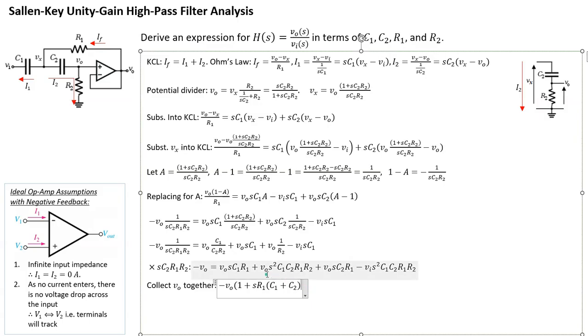And then finally, I have this S squared term. So again, plus is just S squared, and then all of this, C1, C2, R1, R2. So that is all of the VO transferred to the left. And then what's left on the right-hand side is, of course, negative VI, and then you have this term. I'm just going to copy it, and put it down here.